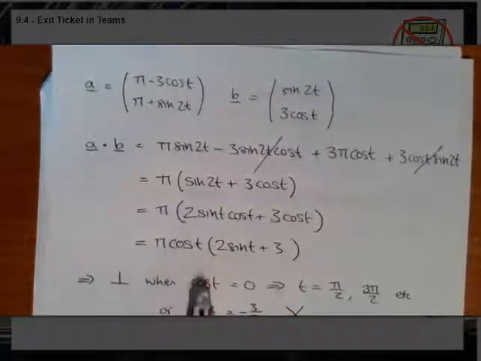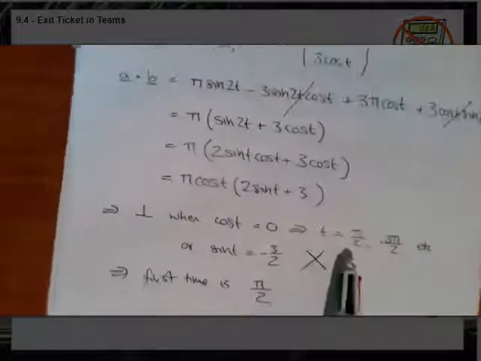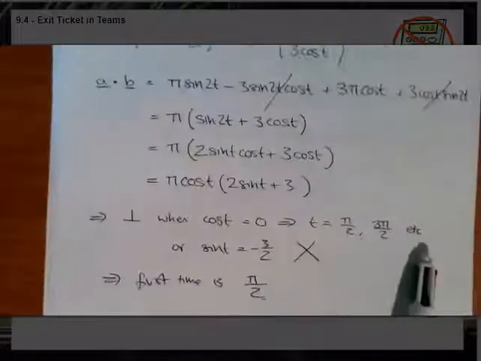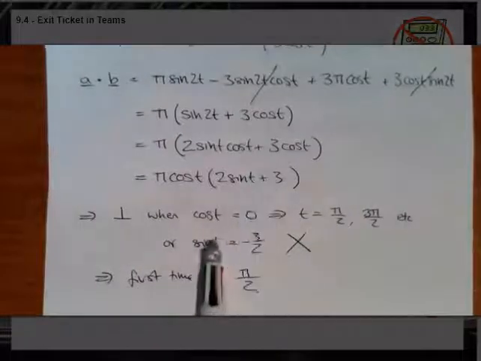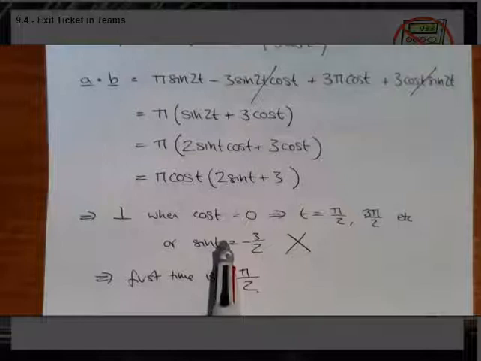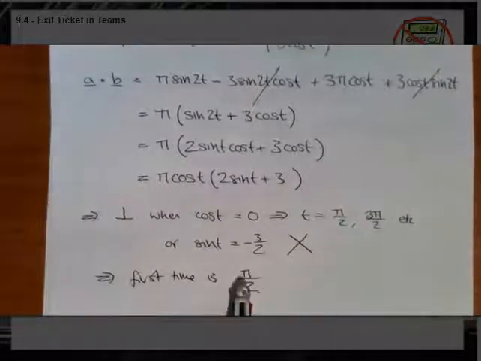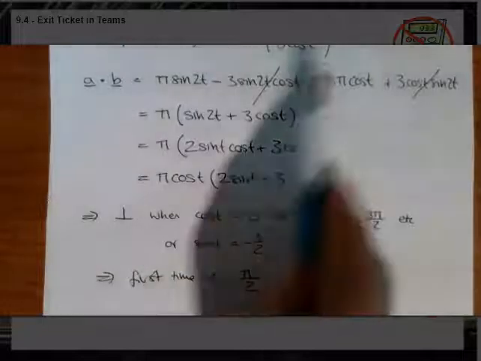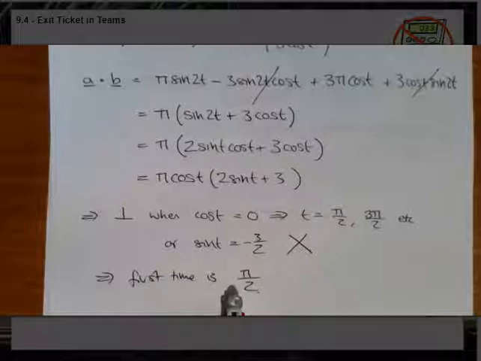Firstly, the cos, well that equals 0 when t equals pi over 2, 3 pi over 2, etc. Then we've got the bracket. Well, can the bracket ever be 0? Well, that would require sine t to be minus 3 over 2, so no, it can't. Therefore, the first time that the position vectors are perpendicular is pi over 2.